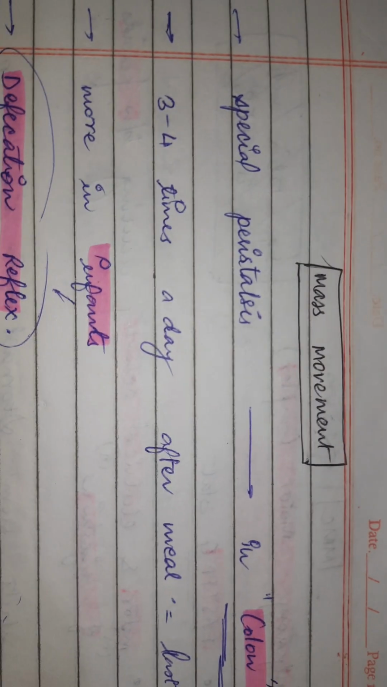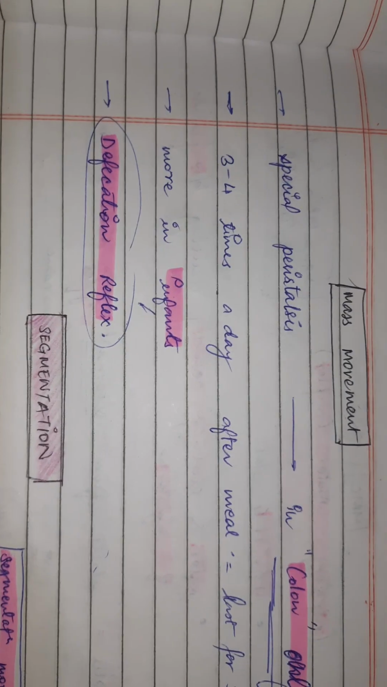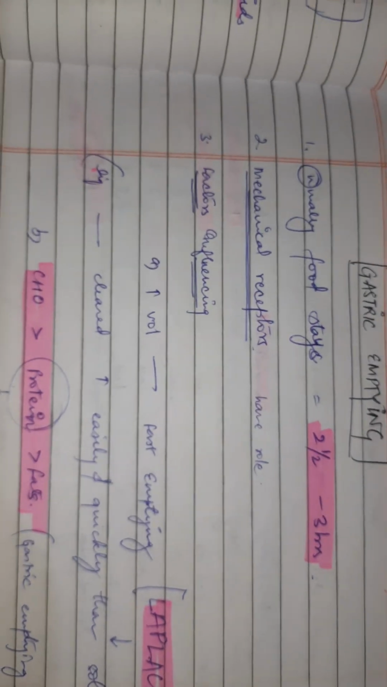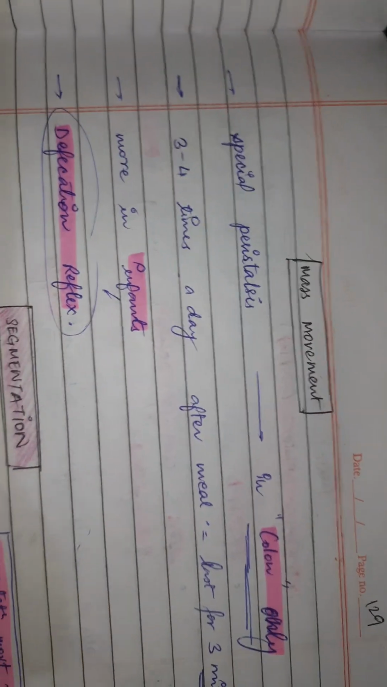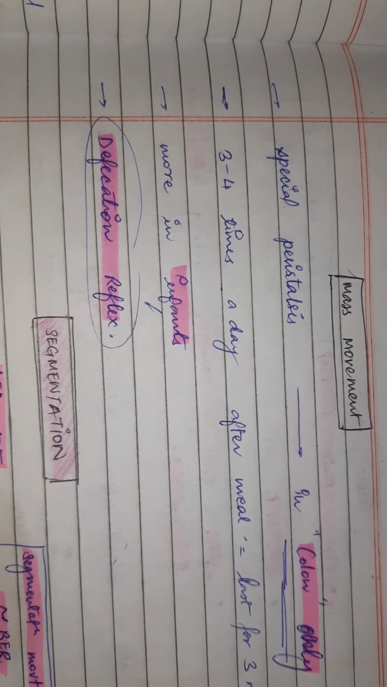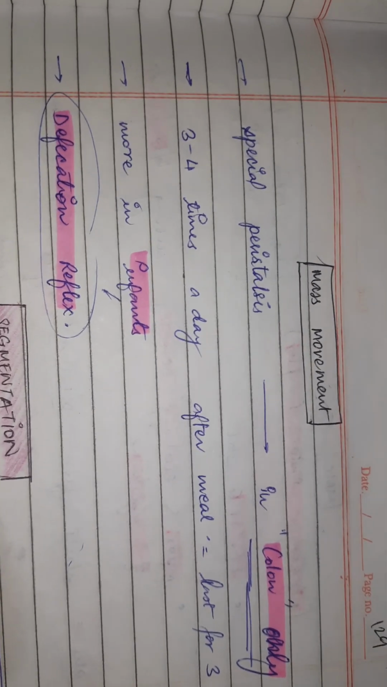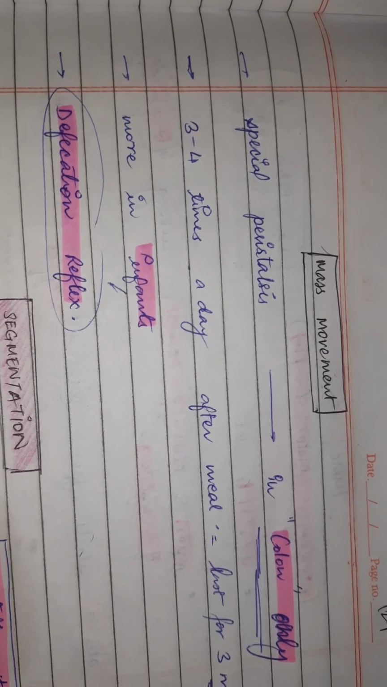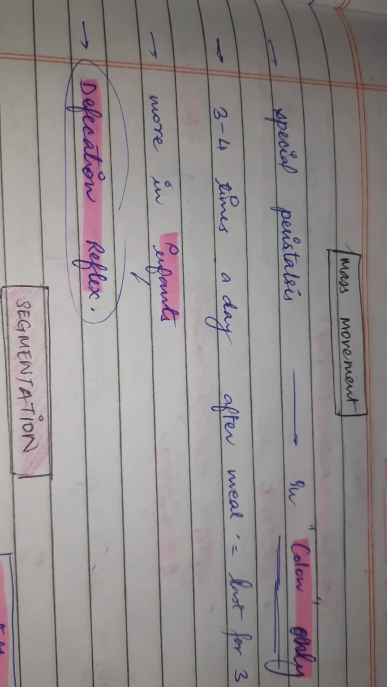Then the third is mass movement. We have seen MMC. Okay, this is not MMC; MMC is migratory motor complex. This is mass movement, which is seen for very little time. It is less important, but we have to study it. This is a special type of peristalsis movement. It is seen in the colon only.